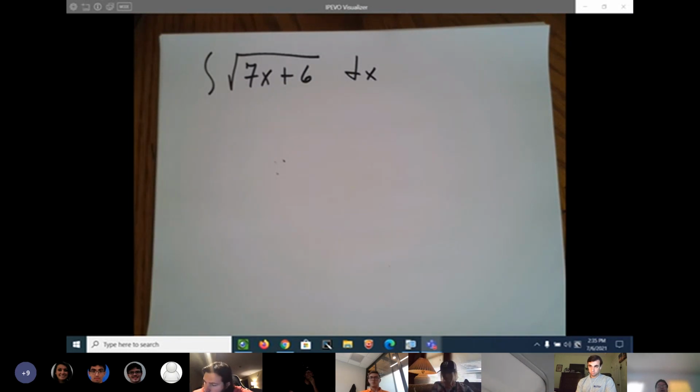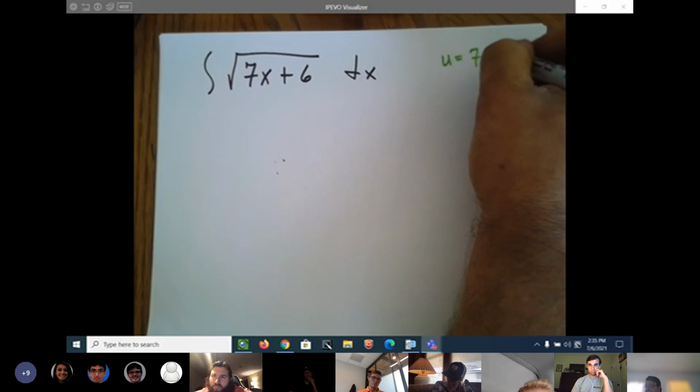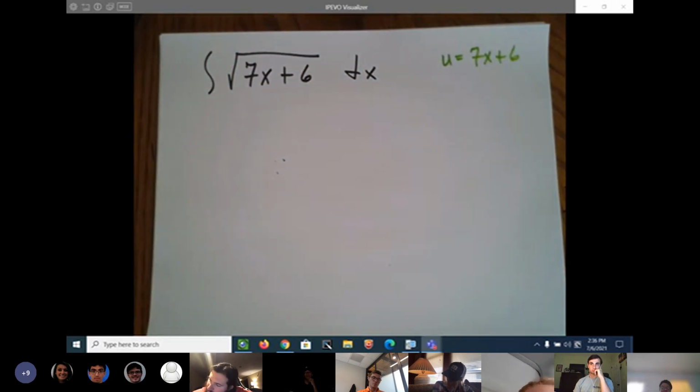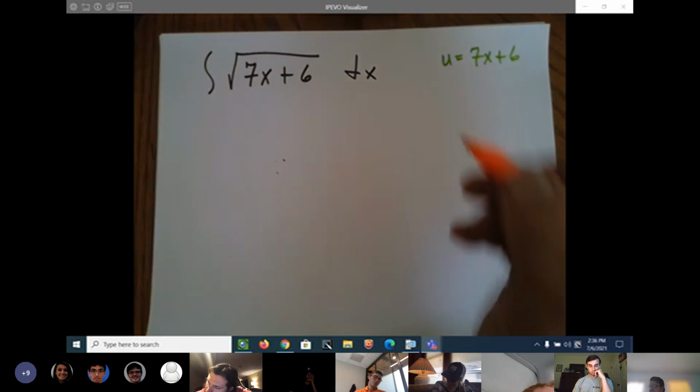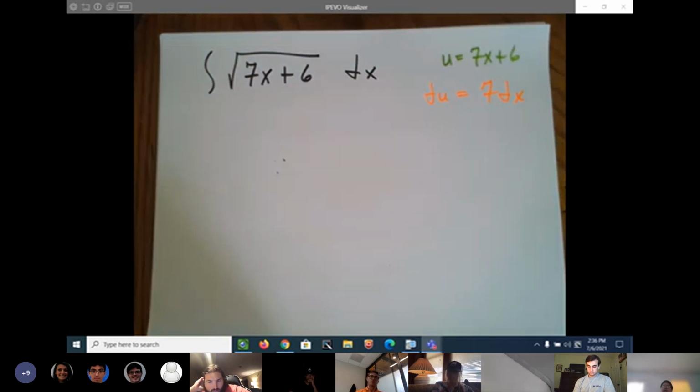All right, I want you to do it. It's not difficult. Do not get intimidated by the square root symbol. And you know that u is not going to equal a square root. You know that. So that only leaves one thing that u can be equal to. And it's not dx. So it's got to be what? 7x plus what? 6. There you go. So du is equal to 7 dx. Now you take off. That means I want y'all to finish it.